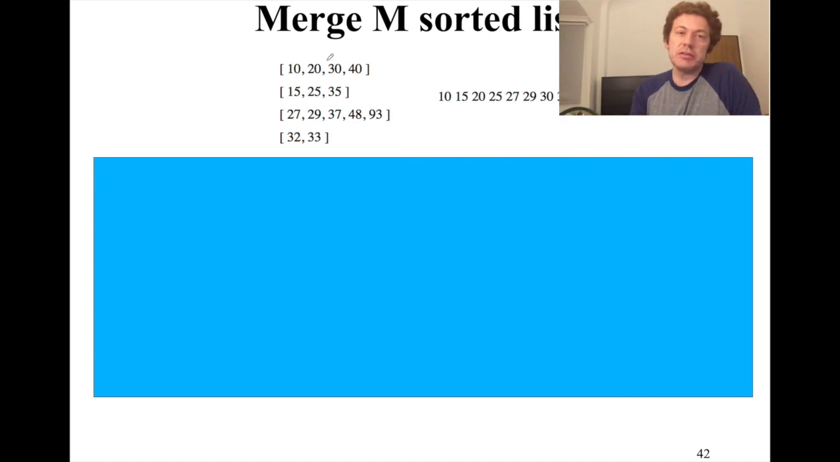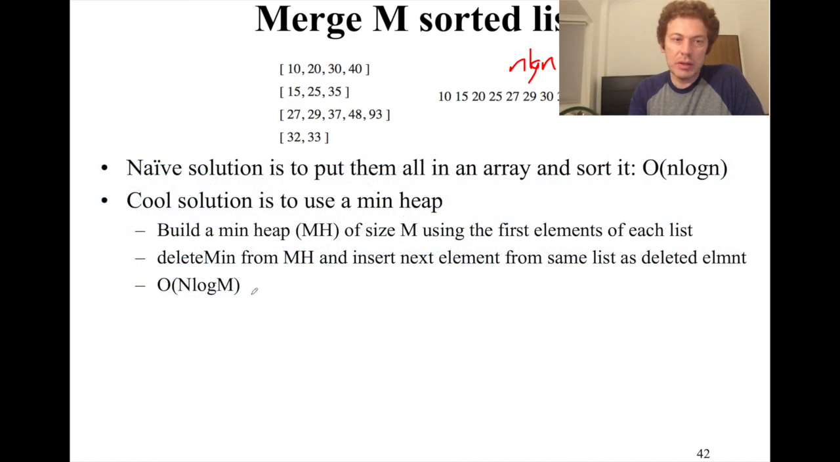Merge m sorted lists of n elements in the end. So the simplest way to do it is concatenate all these guys, right? I have n elements, then run a quicksort in n log n time or heap sort, whatever, n log n time. But I can do it in n log m time. How? Build a min heap of size m with the first elements.